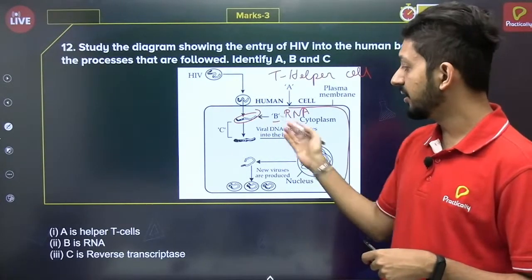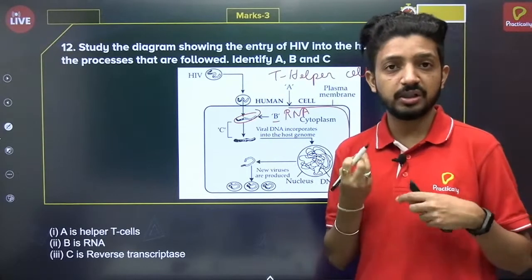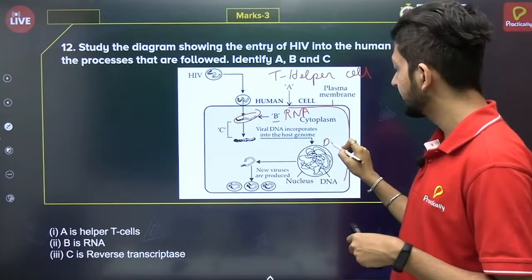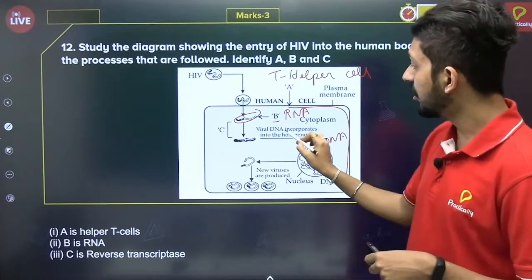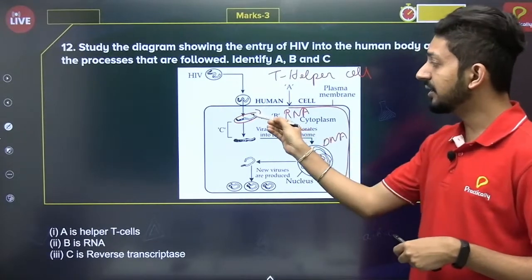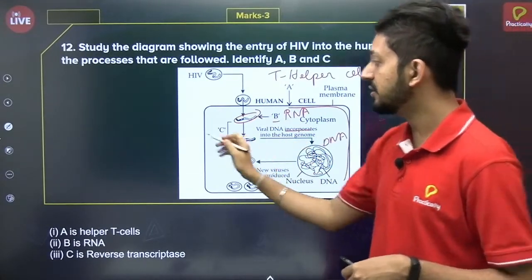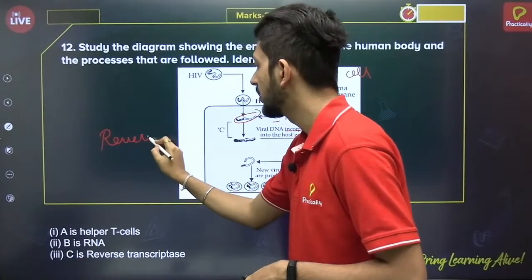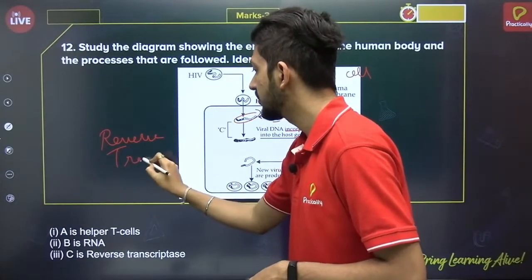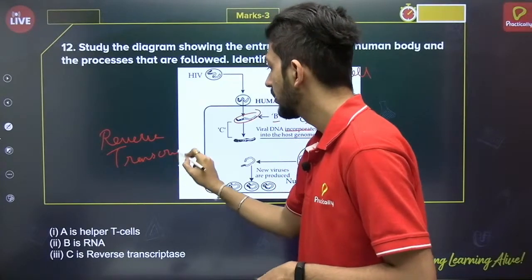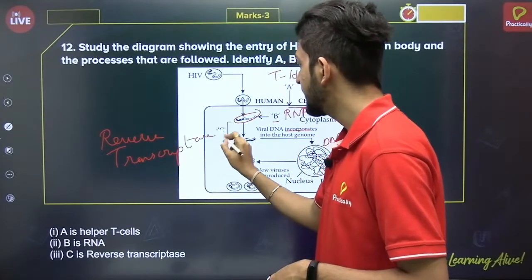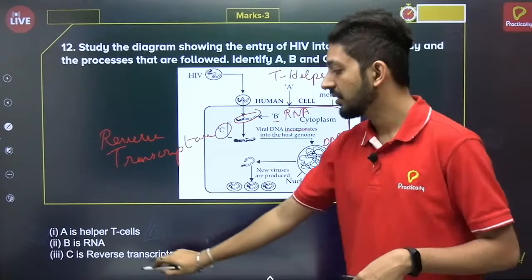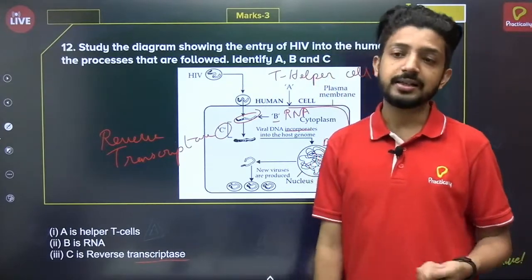This is an RNA, and we know the human genome is nothing but DNA. So in order to incorporate into it, it needs to convert this RNA into DNA. That is done with the help of an enzyme called reverse transcriptase. So that is what this enzyme is, reverse transcriptase. Okay, so that is what A, B, C are.